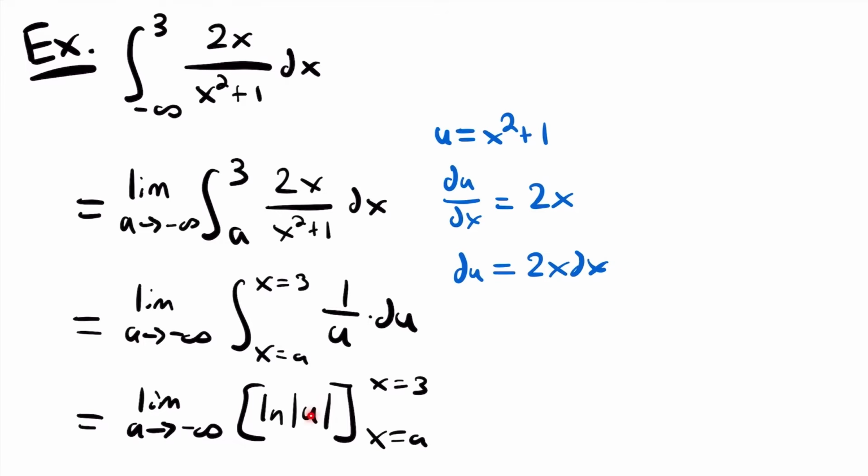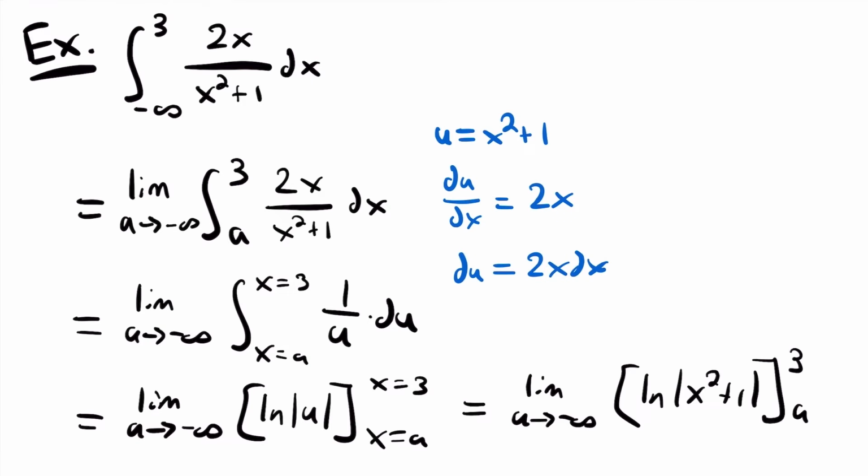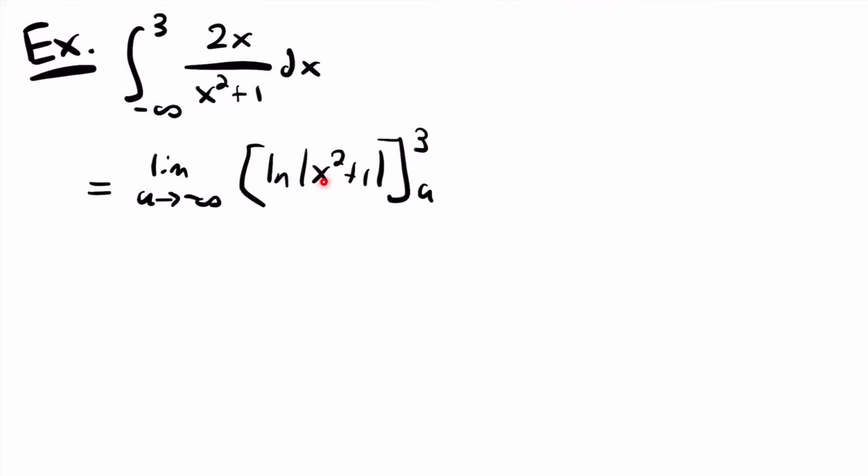Now if we replace u with what we set it equal to, then this will be equal to the limit as a approaches negative infinity of the natural log of the absolute value of x squared plus 1 evaluated from a to 3. All right, so now if I clean up my work here, let's evaluate this expression at each of our bounds. We'll plug 3 in and then subtract plugging a in.